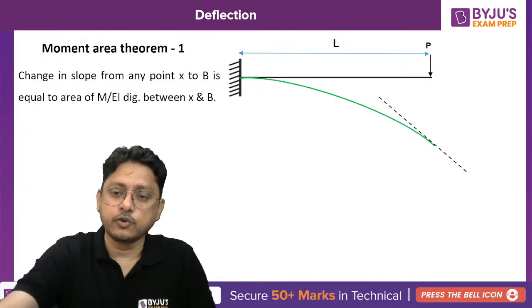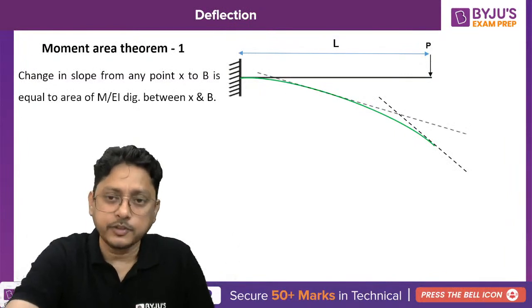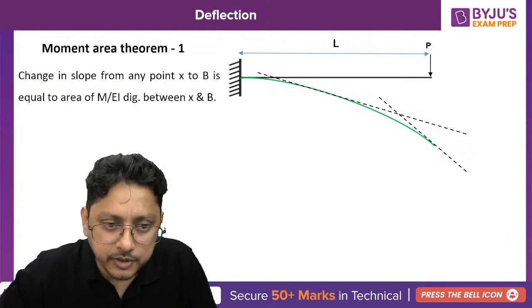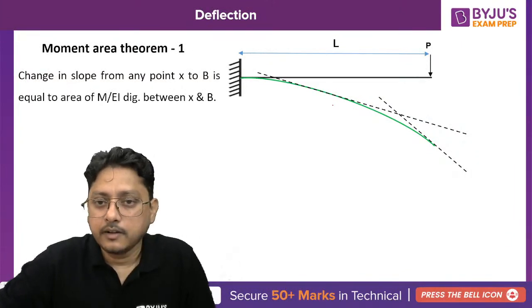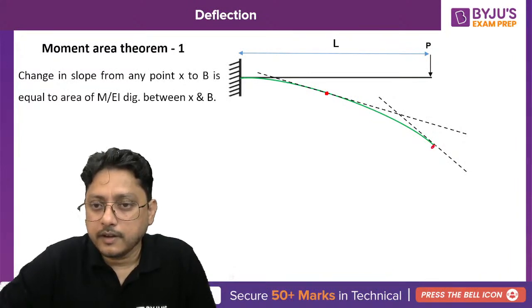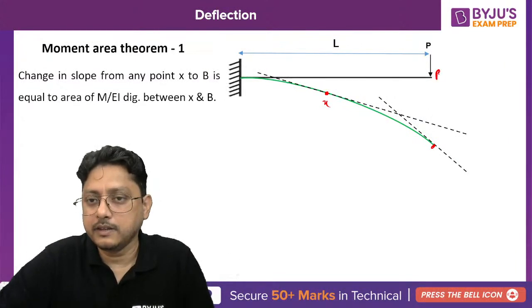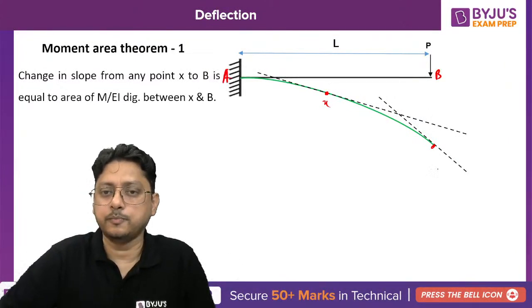If you are interested in knowing the angle between 2 points, draw the tangent at the 2 points. Suppose I draw the tangent between these 2 points, at the free end and at some other position x. Suppose this free end is B, this is A, and this is B.